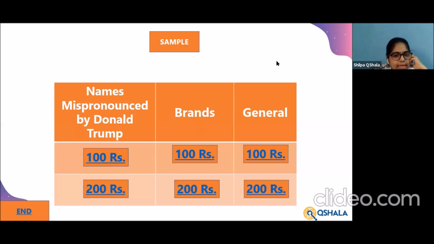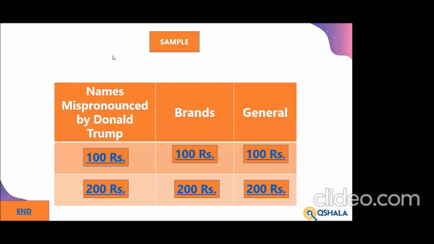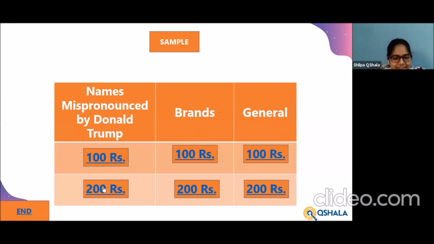I'm going to quickly ask Miss Anne Mary, can you choose one of the topics and how much would you like to play this for? Yes, I would like to take up names mispronounced by Donald Trump and 200 rupees. 200 rupees. All right. Thank you.